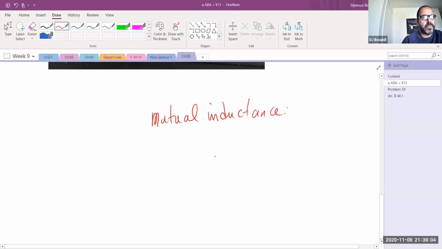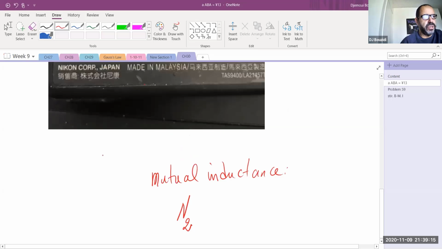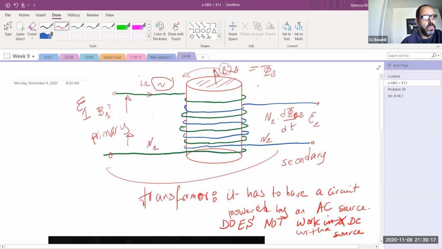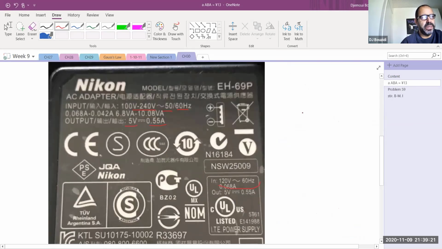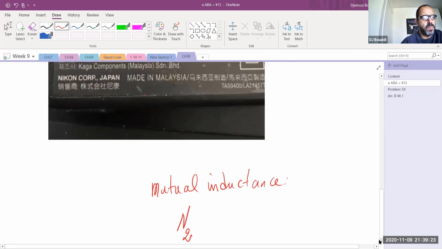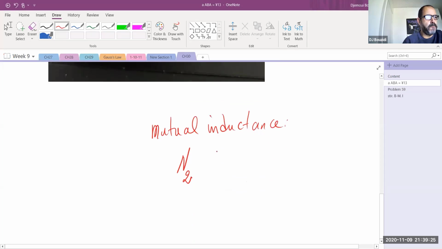By definition, the book was kind of vague on this a little bit, because I looked at the book. This is one of the issues that I always look at. So the number of turns in the secondary, N2, times the flux in the secondary, for each turn.